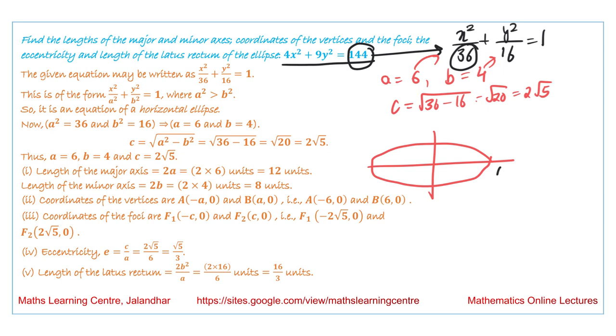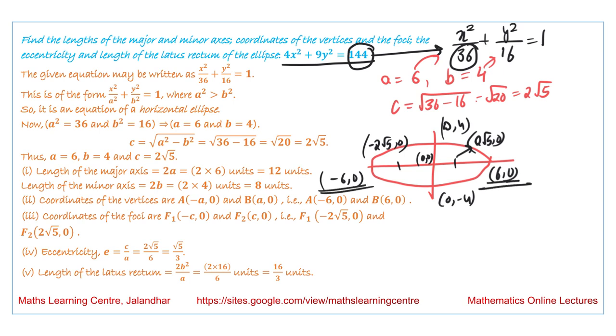these endpoints are 6 comma 0, minus 6 comma 0, 0 comma 4, 0 comma minus 4, and this is 0 comma 0. Then we have 2 points over here: this point is minus 2 root 5 comma 0, and this point is 2 root 5 comma 0. These are the foci. We have seen the vertices: minus 6 comma 0 and 6 comma 0 are the two vertices. These are the two foci.